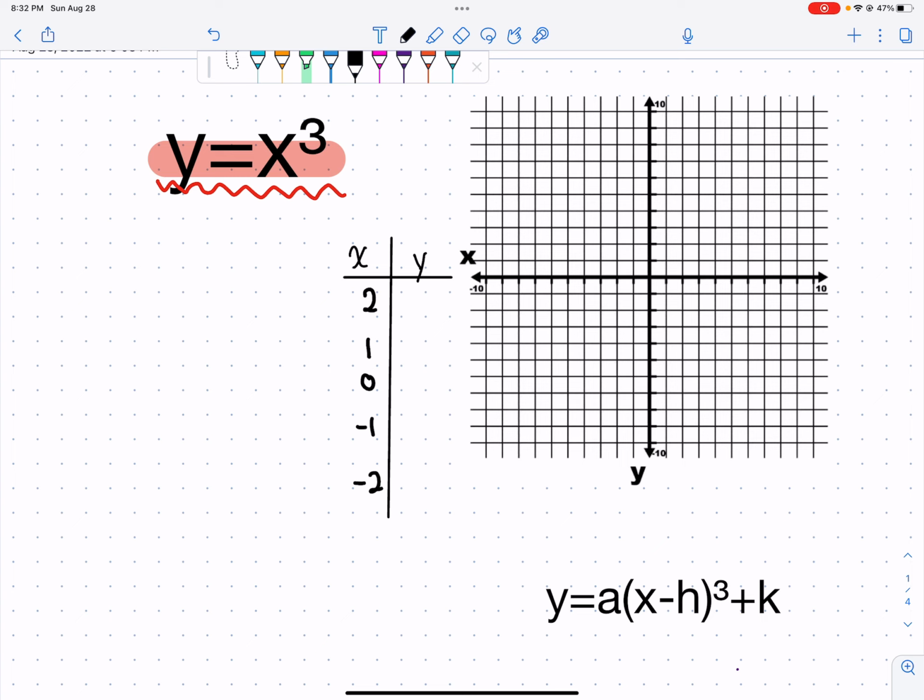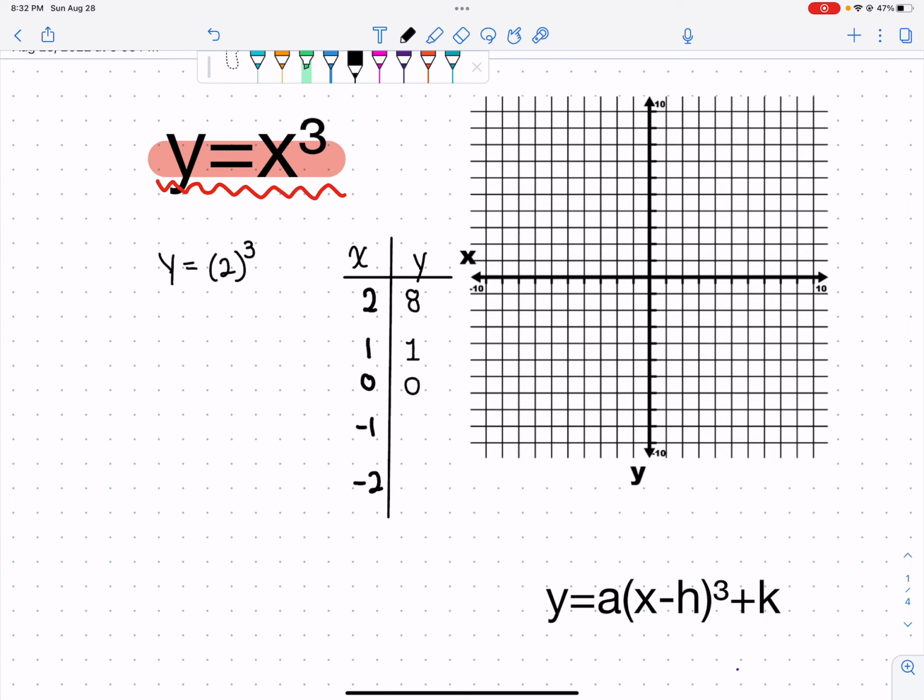So let's start off by the cube of 2. And that's 2 times 2 times 2, which gives us 8. Same with 1, if we do 1 times 1 times 1, that's 1. 0 times 0 times 0 is 0.